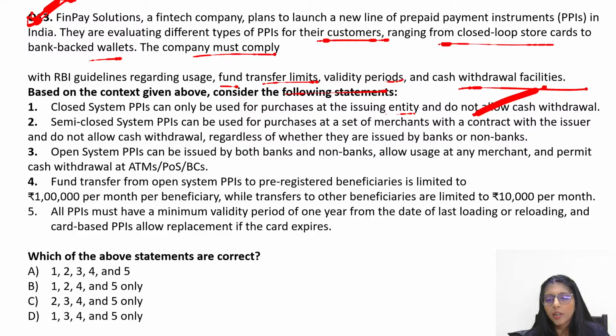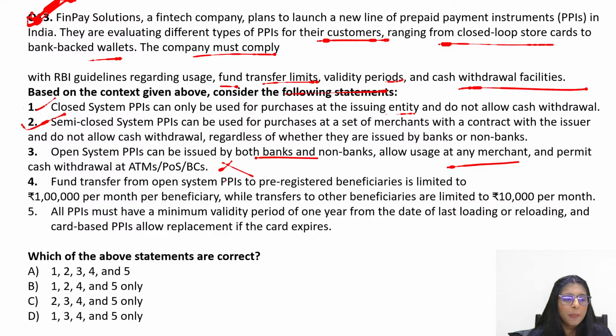Semi-closed system PPI can be used for purchases at a set of merchants without contact with the issuer. Yes, and they do not allow cash withdrawal regardless of whether they are issued by a bank or non-bank. Yes, correct. Open system PPI can be issued by both banks and non-banks, allow usage at any merchant, and permit cash withdrawal at ATM, POS, and BCs. It's incorrect. Open system PPIs are issued only by banks and not non-banks. They allow usage at merchants and permit cash withdrawal. It's correct, but they are only issued by banks, not by non-banks.